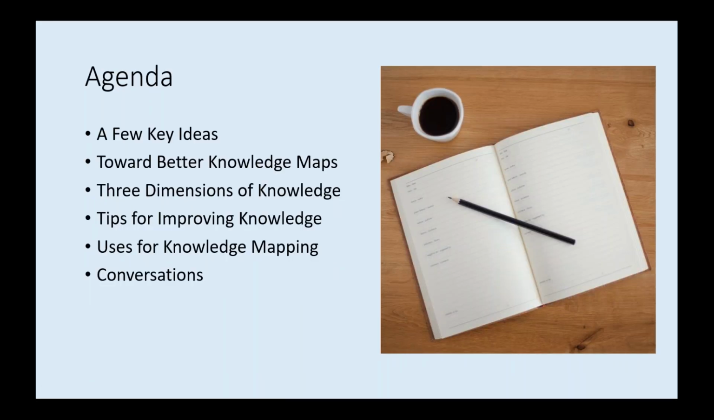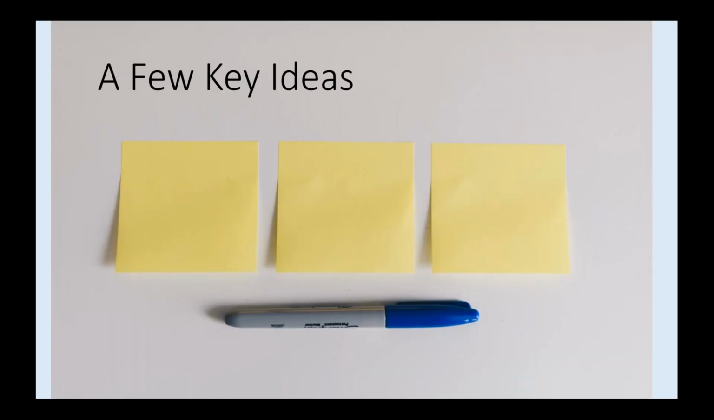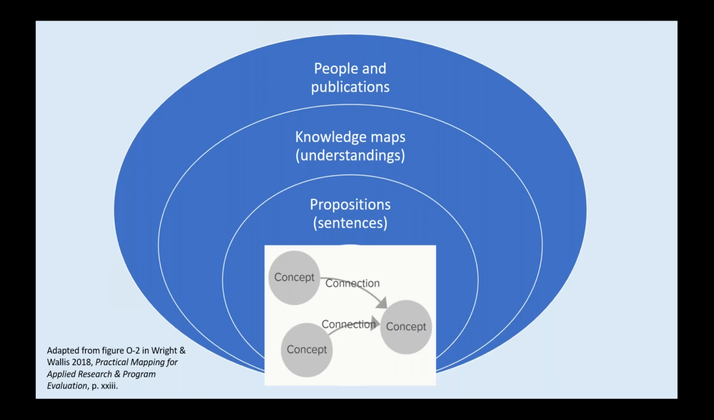Okay, so here's the plan for today's talk. We'll start with a few key ideas, then we'll look at why we need better causal knowledge, better knowledge maps, the 3 dimensions of knowledge that our research has identified, tips for improving our knowledge maps, some uses for knowledge mapping, and then conversations. So let's start with a few key ideas.